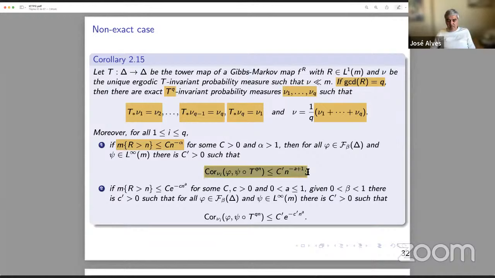But now for the measures associated to TQ, for these measures, nu one up to nu Q. And also for the stretched exponential case, and in particular for the exponential case. And a brief idea of the proof of this corollary.